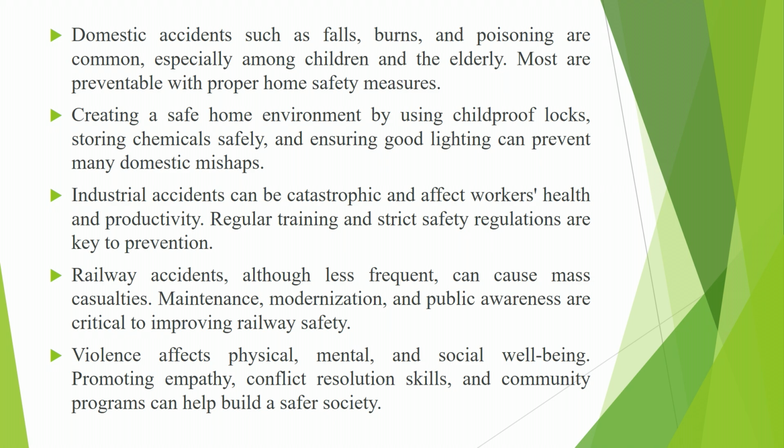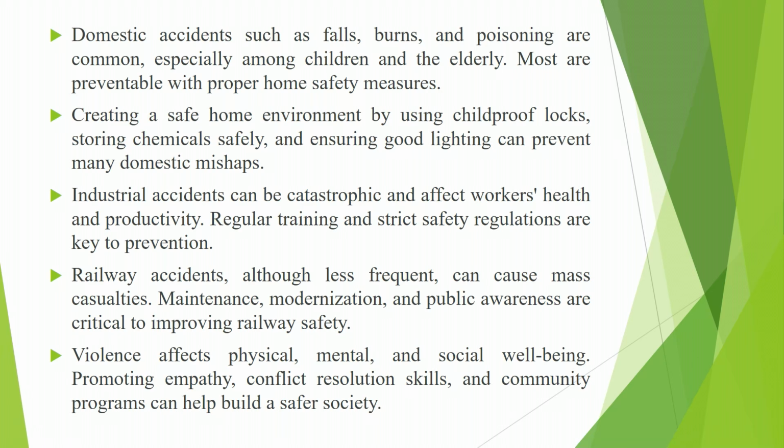Domestic accidents such as falls, burns and poisoning are common, especially among children and the elderly. Most are preventable with proper home safety measures. Creating a safe home environment by using child-proof locks, storing chemicals safely, and ensuring good lighting can prevent many domestic mishaps. Industrial accidents can be catastrophic and affect workers' health and productivity.